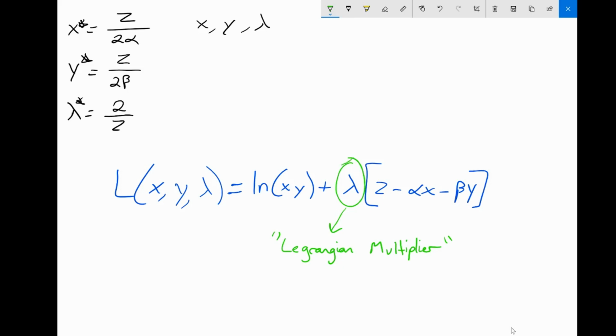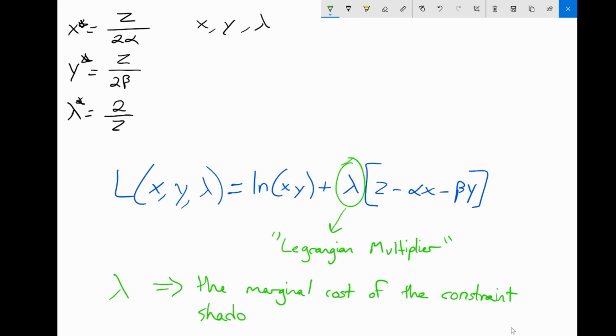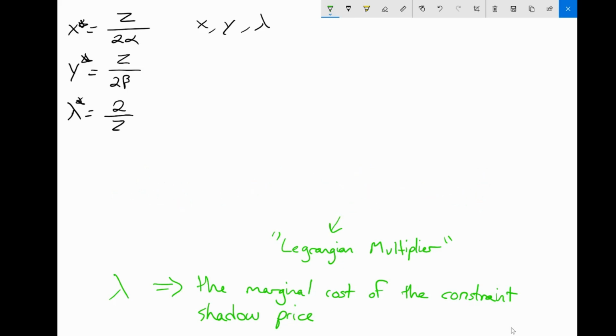The Lagrange multiplier is the marginal cost of the constraint. It's the marginal cost of the constraint. Sometimes we'll also call it a shadow price. Okay. We're going to go into that in more detail once we get into the economics, and we'll be able to flesh that out a little bit more. Okay, so those are two quick things by way of interpretation.